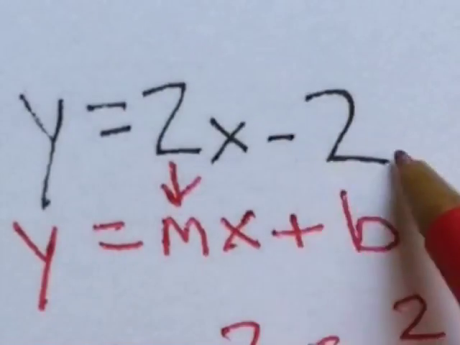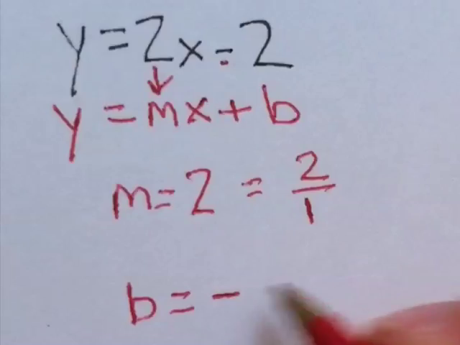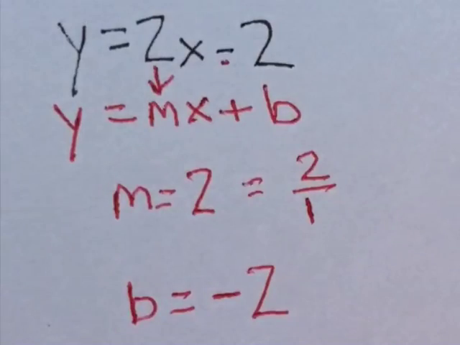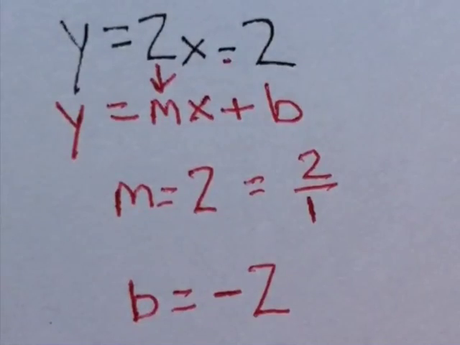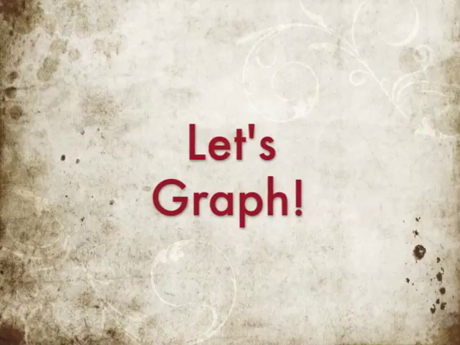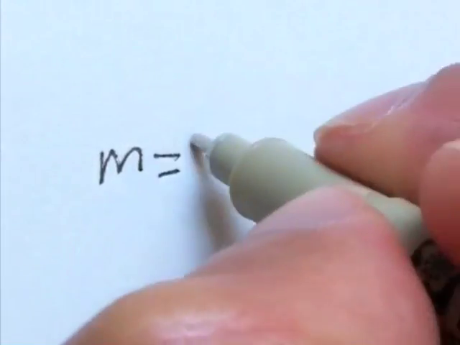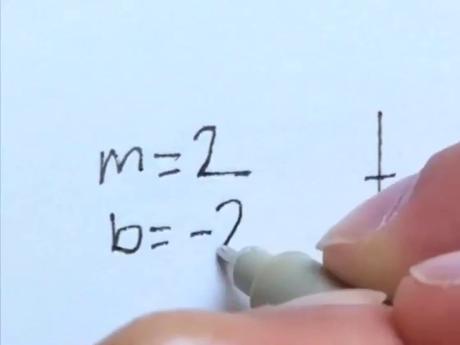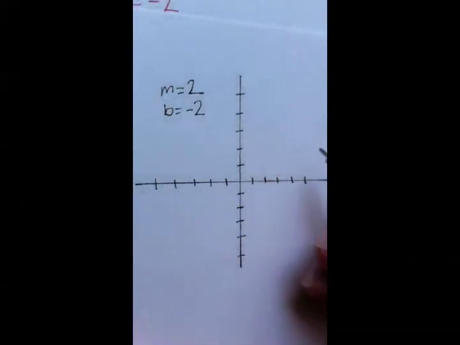Now let's label the b, or the y-intercept. So that's going to be the constant by itself, the negative 2. Don't forget the sign that goes with it. Moving on to the best part ever, graphing. Now that we've labeled the m and the b, we can move on to graphing, which will be the final thing we've got to do today.